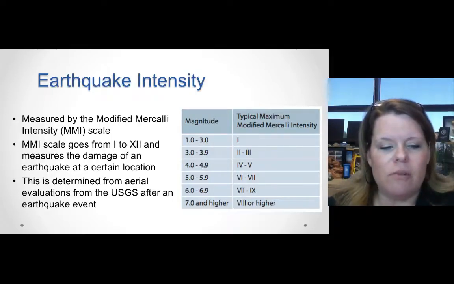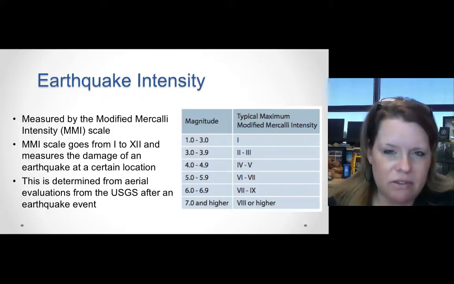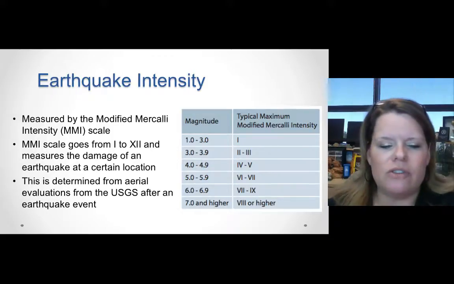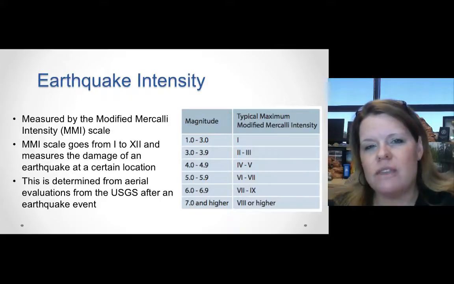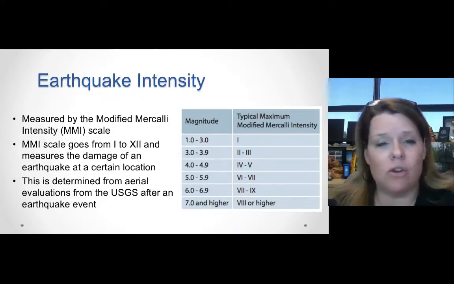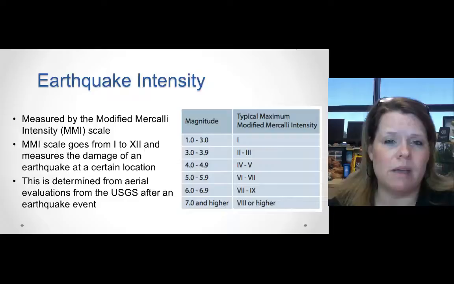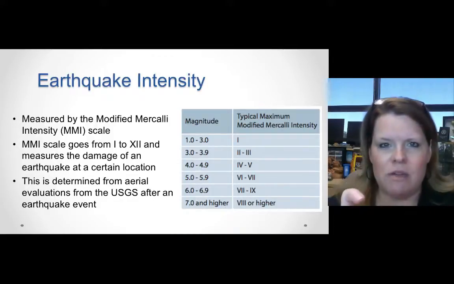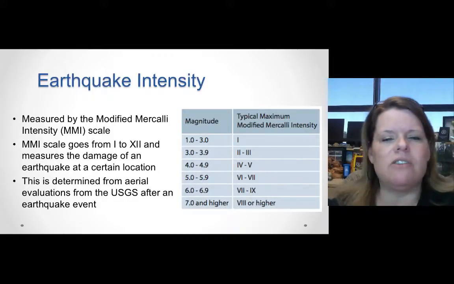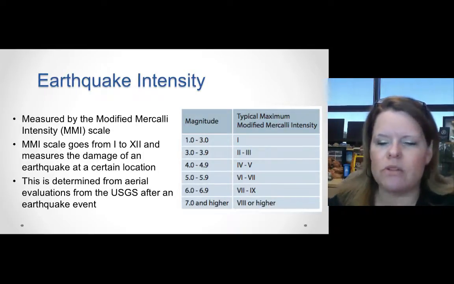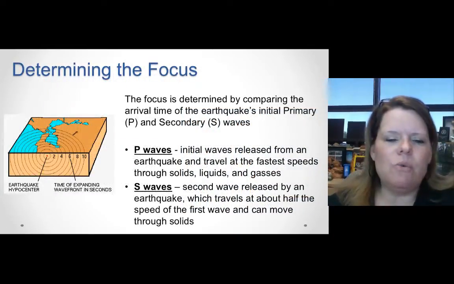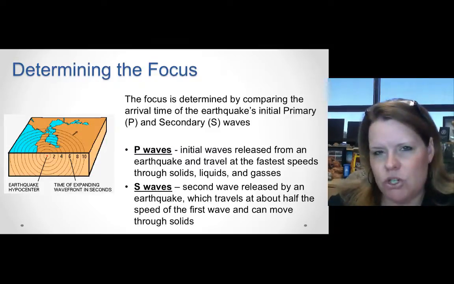This is determined from an aerial evaluation done by the United States Geological Survey, USGS, after an earthquake event. It usually takes a little time to generate these maps, but with giant earthquakes it's very important, because certain areas may receive more damage than others based on fault lines, the type of rock material that's there, and how the structures are built. So when we're determining the focus, we have to know two parts to it.